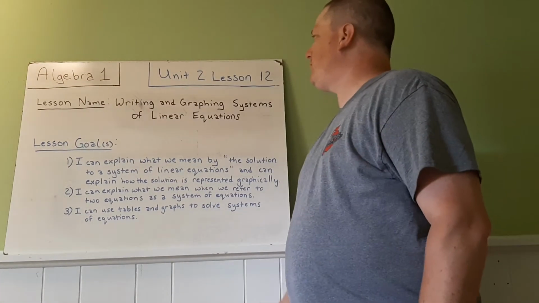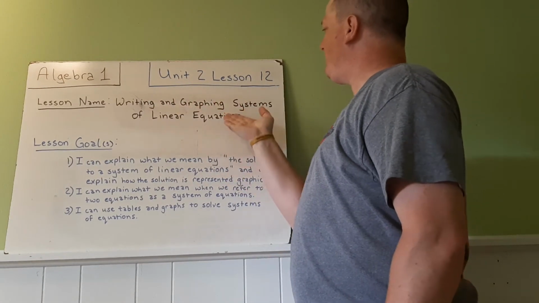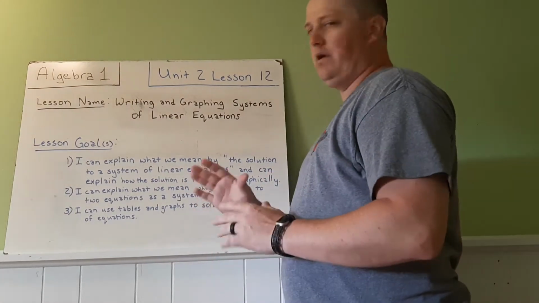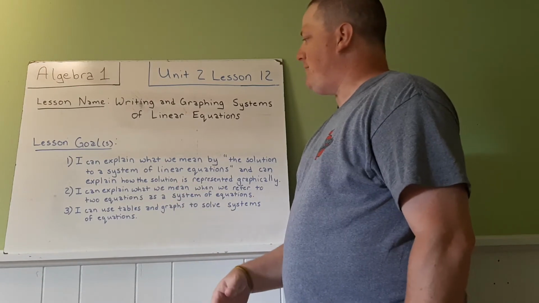All right, Algebra 1 students, let's look at Unit 2, Lesson 12, Writing and Graphing Systems of Linear Equations. There are 3 goals. If you need to, pause to get these written down. I'm going to take you through them and explain what they mean.